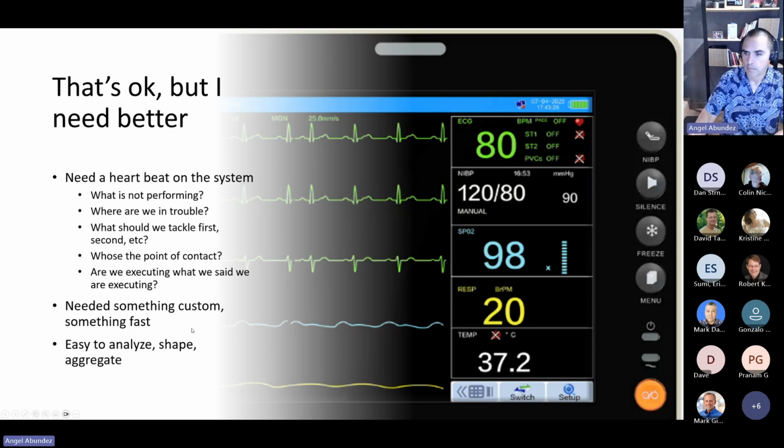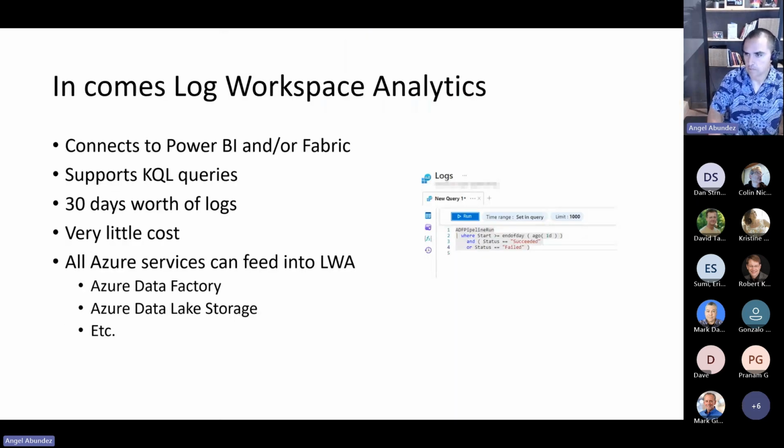So as I was looking around, I also was trying to weigh in on some tool that I could use to analyze, that I could use to shape the data, that I could use to create my own monitor tool. Because the part of Fabric that I'm very familiar with is Power BI. So I was looking for something like that. So in comes Log Workspace Analytics.